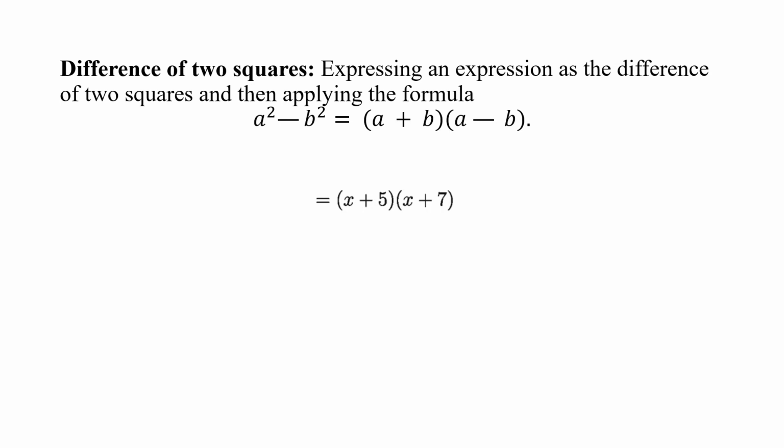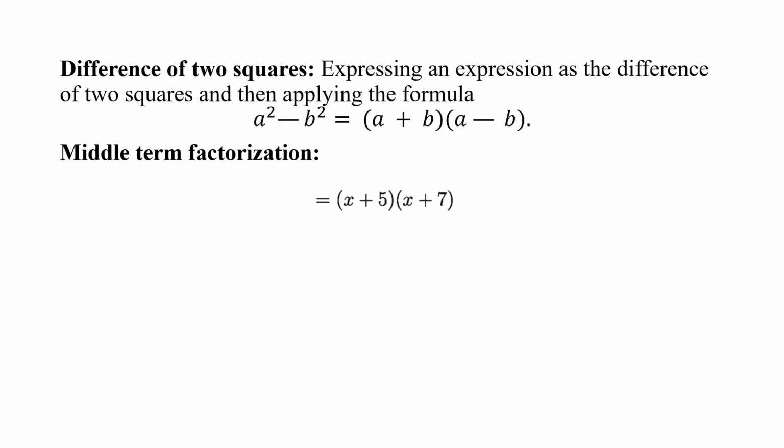Now difference of two squares. Expressing an expression as the difference of two squares and then applying the formula a square minus b square equals (a plus b)(a minus b). I have written the result at first because it is important.